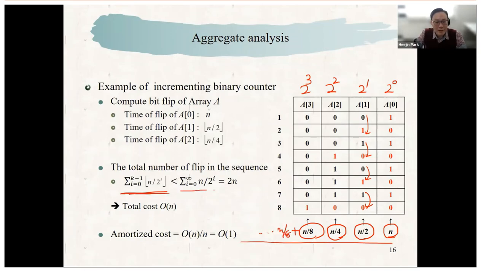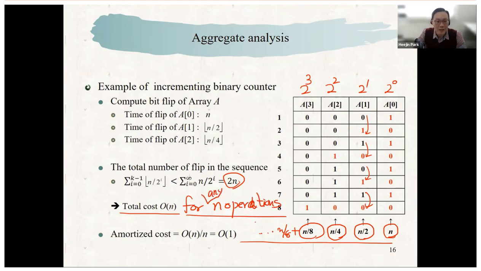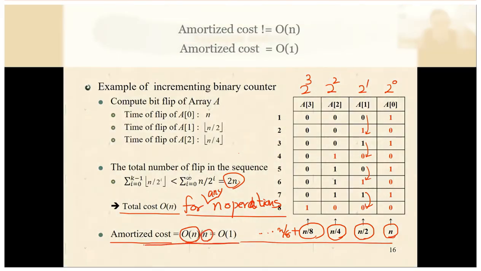So this is smaller than the infinite series, and since the common factor is 1/2, it is this. That is 2n. So the total cost is big O of n for n operations, for any n operations more exactly. So the amortized cost is the total cost over the number of operations, which is big O of n.